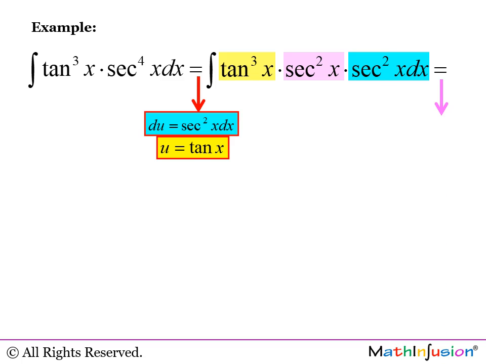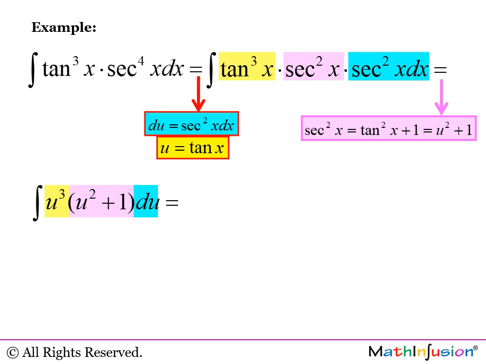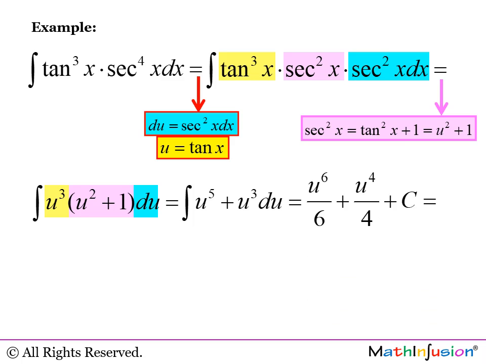Now let's see. This one is tangent to the power of 2x plus 1, which is u to the power of 2 plus 1. The tangent can be in any exponent because this is the u, and the secant to the power of 2x dx is du. So again, we're getting a polynomial of u, very easy to integrate, and now we have to substitute back tangent x for the u, and we get that.